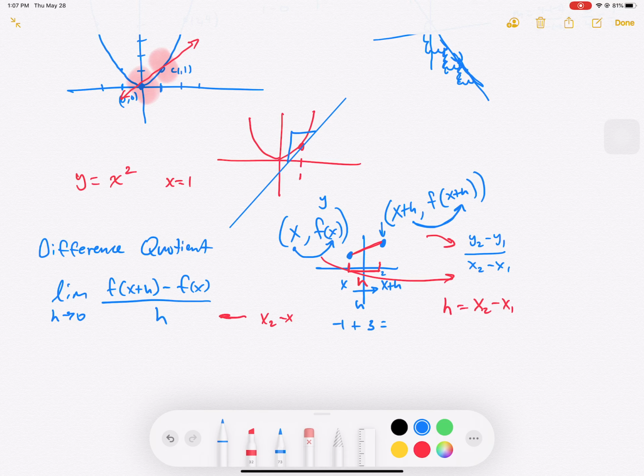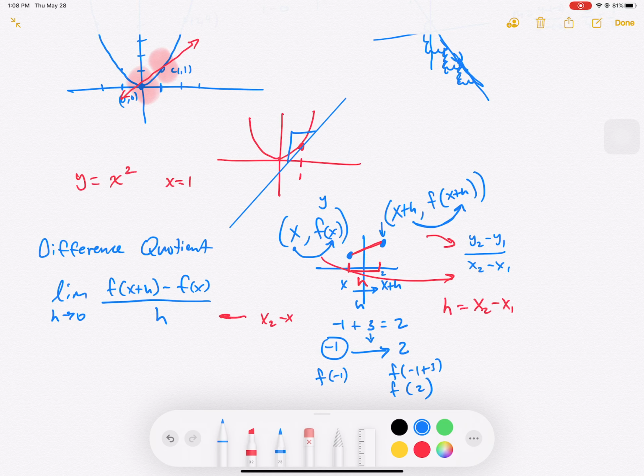In this case, if my original value was -1, that's where we started, and we went to 2, right? Because we went 3 spaces over. My h is 3. Well, f of -1 is my first starting point, and f of -1 plus 3 is f of 2, my new y value.